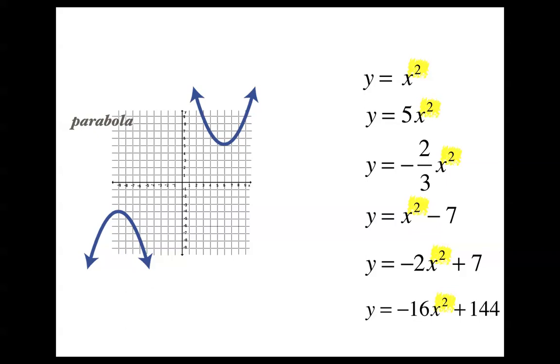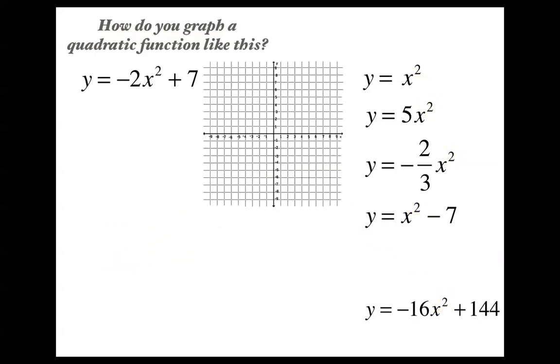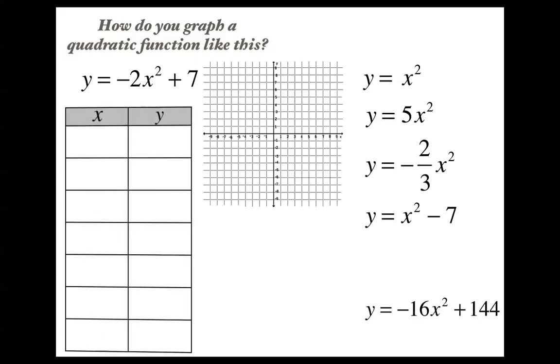But they're all going to have a parabola shape because they all have an x squared and they are all quadratic. Okay, let's say you wanted to graph y equals negative 2x squared plus 7. How do you do it? Well, we're just going to do what we did before. We're going to make a table and plug some stuff in.